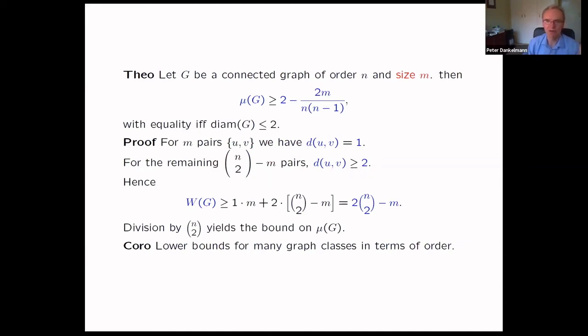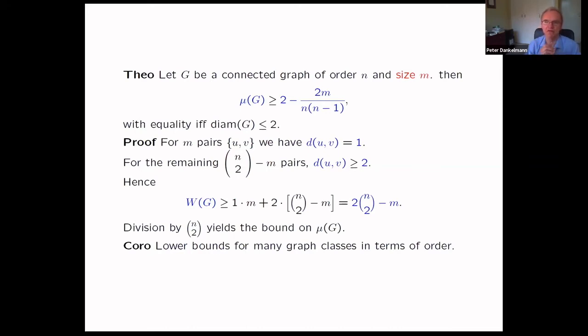Now put these together. m distances are equal to 1. n choose 2 minus m distances are at least 2. Add them all together, divide by n choose 2, and you get precisely the bound that we have here. And this bound is actually surprisingly useful because it helps you find lower bounds on the average distance of all sorts of graphs from different classes, where you know the size or the largest possible size.